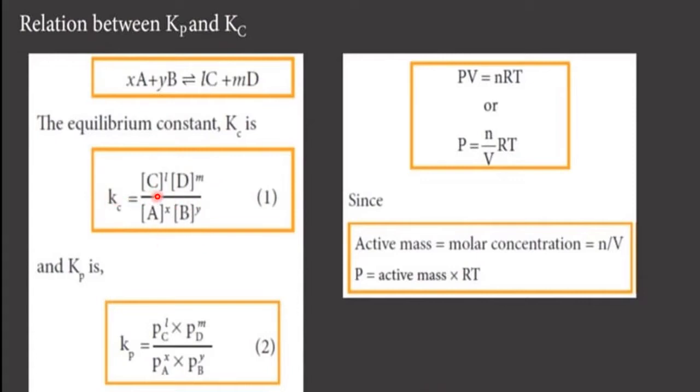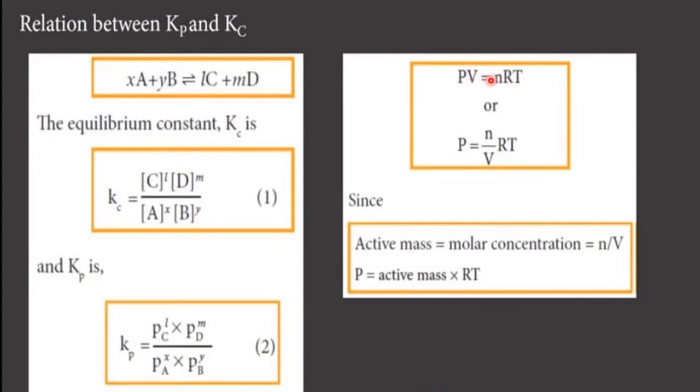So Kc is equal to, in the numerator, C concentration power L into D concentration power M, divided by A concentration power X into B concentration power Y. This is called the first equation. Then how to write the Kp value? Kp means in terms of partial pressure, so instead of the bracket you have to replace that by P. So Kp is equal to partial pressure of C power L into partial pressure of D power M, divided by partial pressure of A power X into partial pressure of B power Y. This is the second equation.